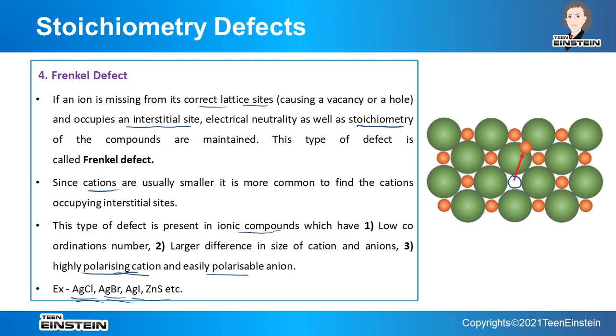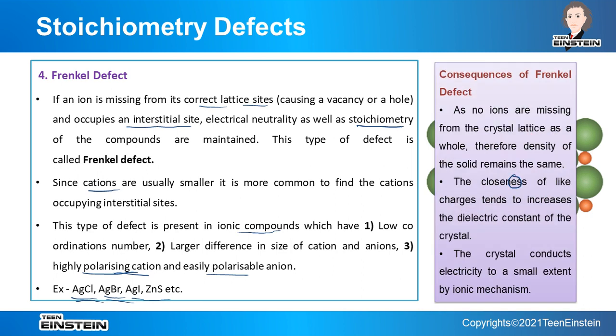Okay, so what are the main points of difference between Schottky and Frenkel, we will see, but before that we have to know what the consequences of Frenkel defect are, just as we have seen in case of Schottky also. So for Frenkel defect, here no ions are actually missing from the crystal lattice as a whole, right? So what happens? Density will remain the same, there will be no effect on density because the ion is simply changing its position, that's it.